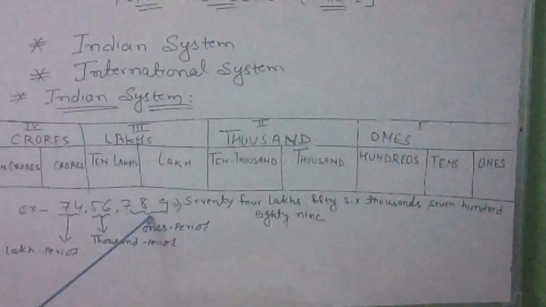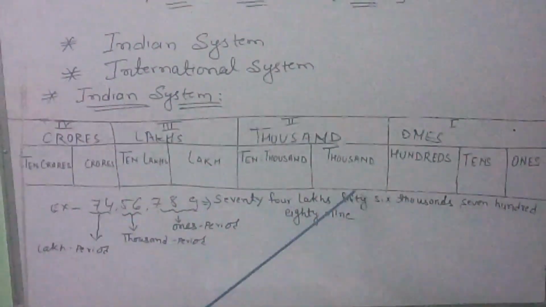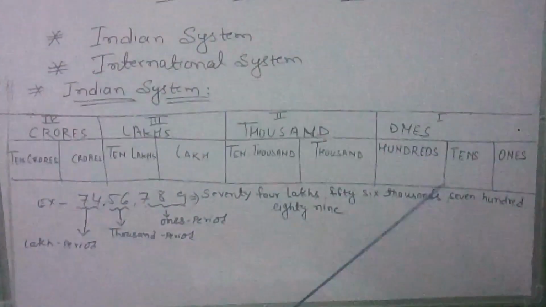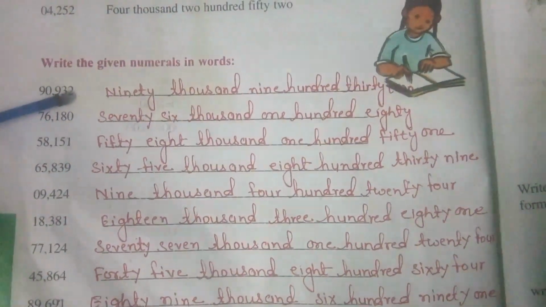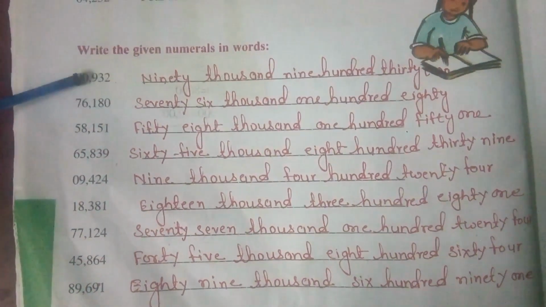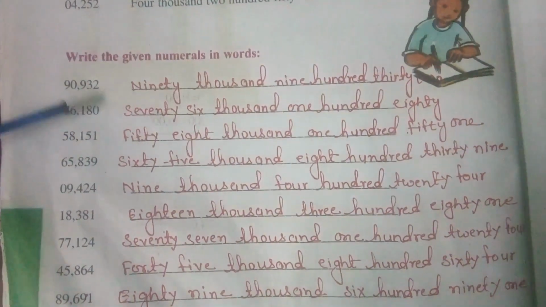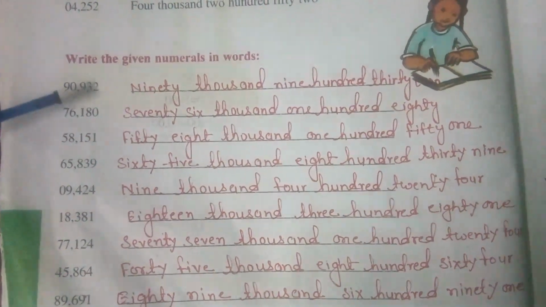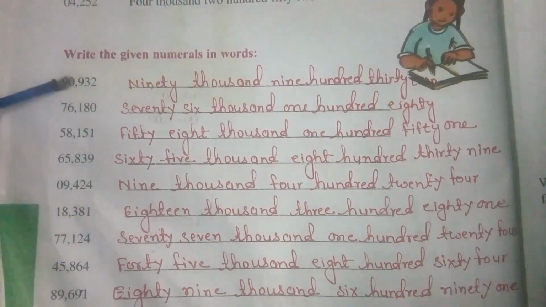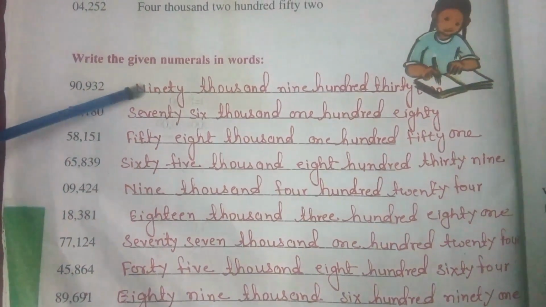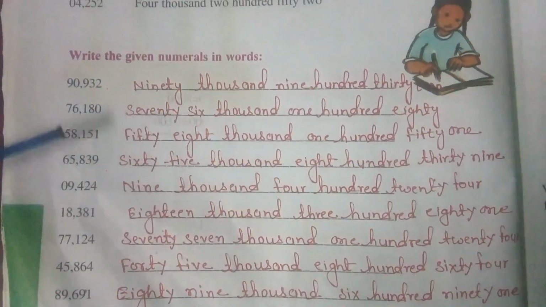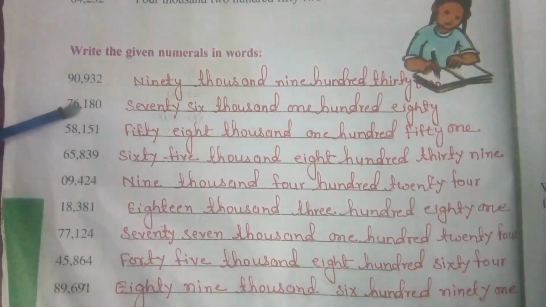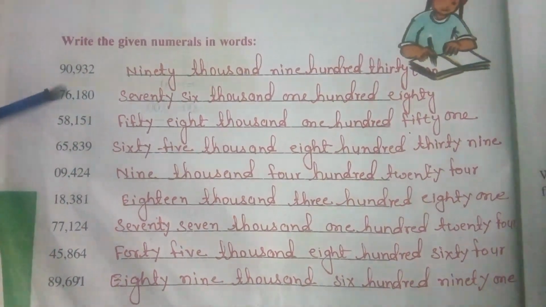Now we will write this number in words: 74 lakh 56 thousand 789. In the same way, we can write the given numerals in words. 90,932. First see ones, tens, hundreds, and here thousands, 10,000. After 3 digits put the comma here. So this is the ones period and this is the thousand period. So we can easily write 90,932. Same way here, 76,000. After putting the comma, this is the ones period and this is the thousand period.